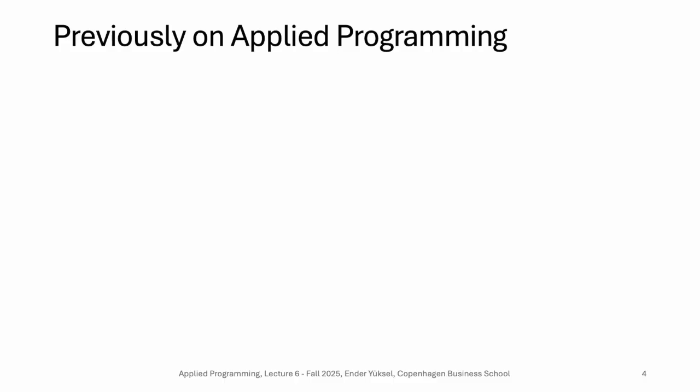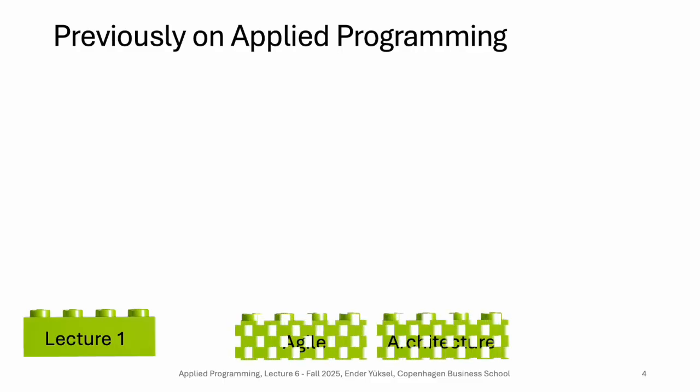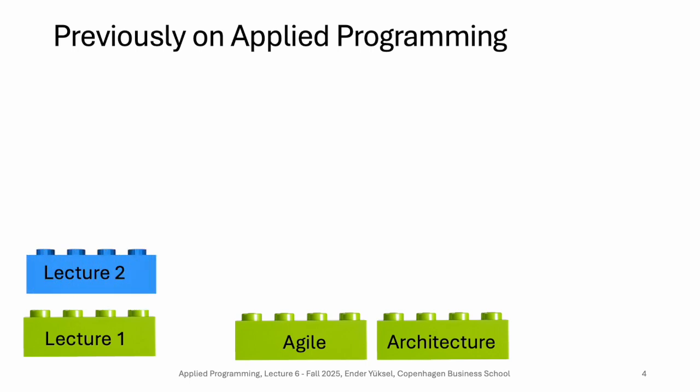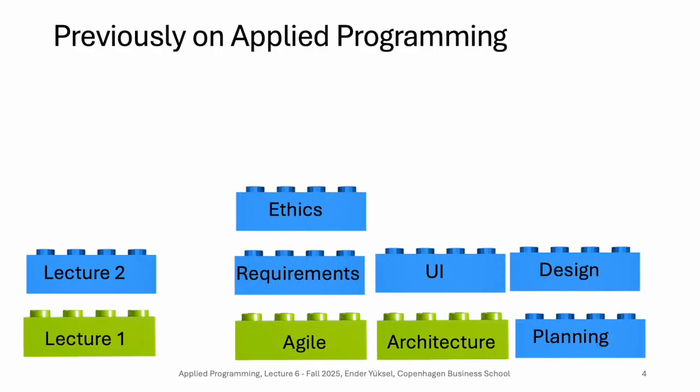Previously on Applied Programming, we can look at what we have learned as building blocks towards our goal to build a full-stack web application. In Lecture 1, we learned about Agile and architecture. We also looked into the skills and technologies needed. However, Agile and architecture are main building blocks that we use throughout the course. In Lecture 2, we learned about planning, requirements, user interface, design, and ethical considerations.